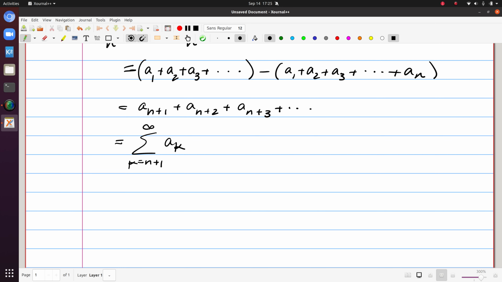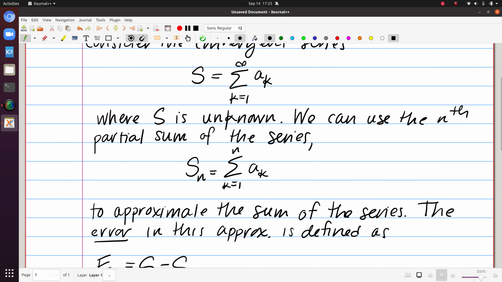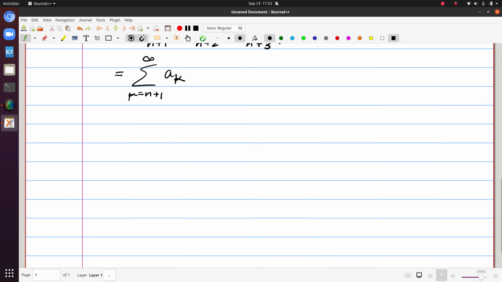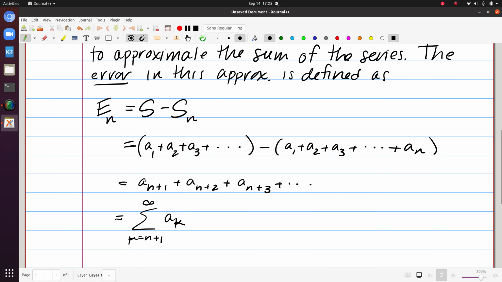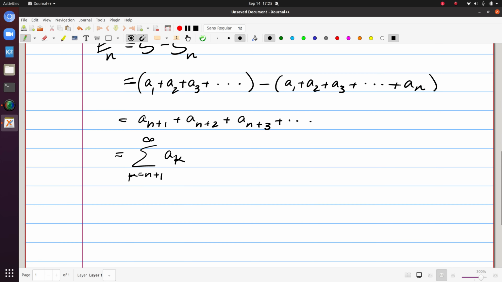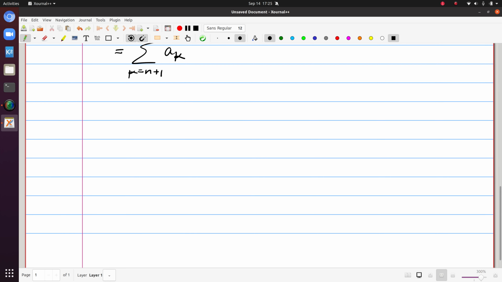I'll also point out that we could have gotten here by looking at the sigma notation for S and S sub n. If we could compute the error exactly, then that's what it would equal. But if I cannot find the exact value of S, I'm not going to be able to find the exact value of this error term. However, in the instance where I can find the sum, we could compute the error exactly. So let's look at a geometric series.